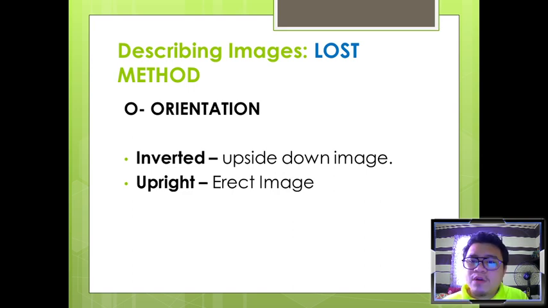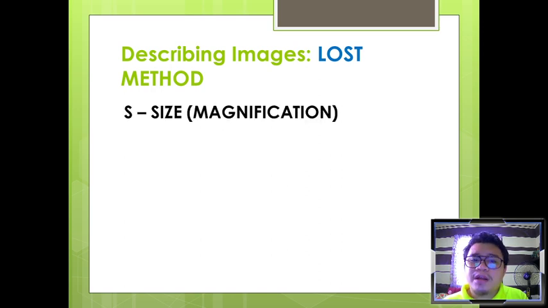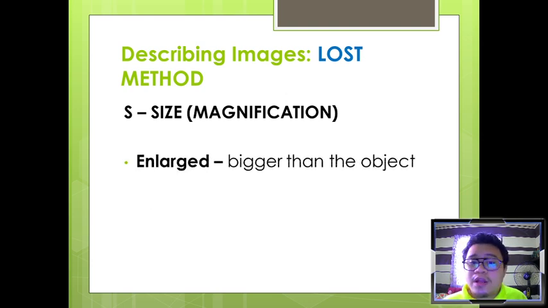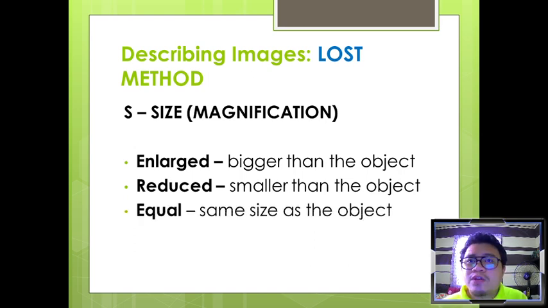Now, let's go for S, which stands for size or magnification. When you say magnification, that means how big or small the image gets in front of the mirror. So it could be enlarged or bigger than the object. It could be reduced or smaller than the object. And it could be of equal size or the same size as the object.